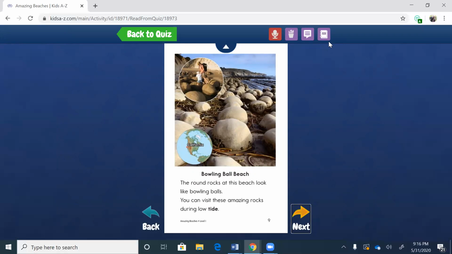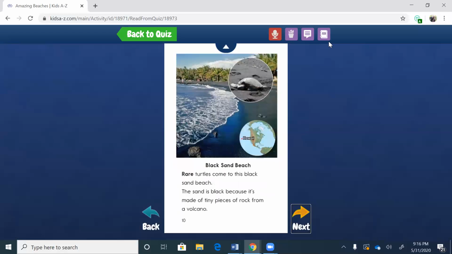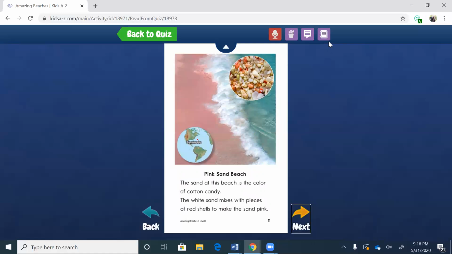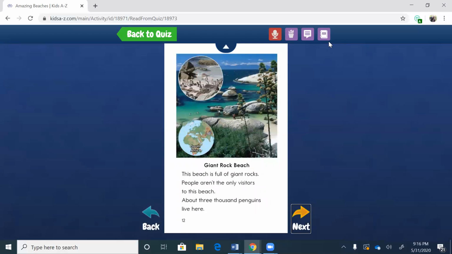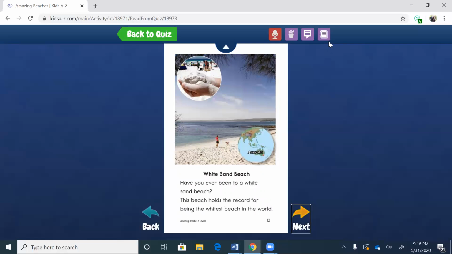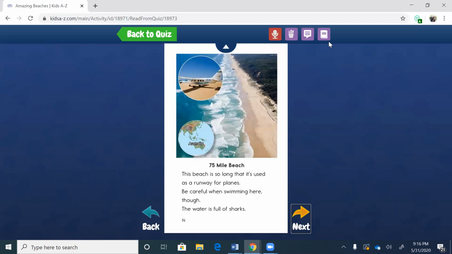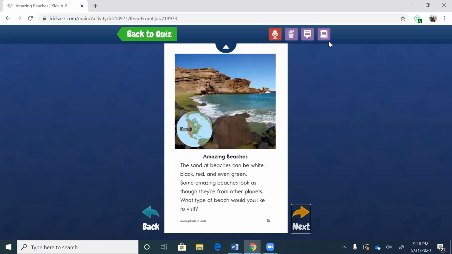And bowling ball beach. The round rocks look like bowling balls. I don't even see any sand here. Let's see, the black sand. It's black because it's made of tiny pieces of rock from a volcano. The sand at this beach is pink because the white sand mixes with pieces of red shell to make the sand pink. Giant rock beach. White sand beach. It doesn't change the shape. 75-mile beach. This is like a runway.